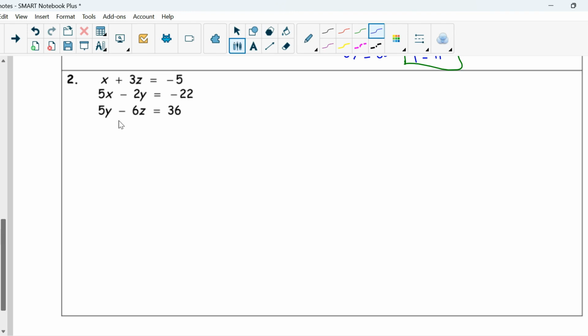Okay, so in number 2, we're going to use a slightly different method. We're actually going to try and use substitution.